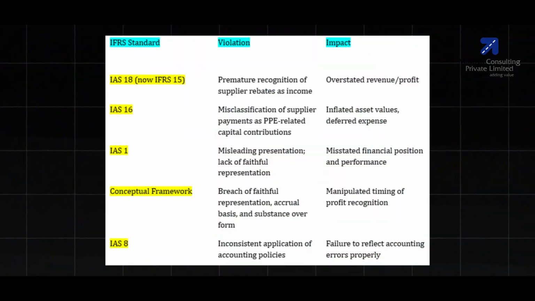Tesco PLC is the largest retailer in UK. It's more like a chain of supermarkets. Because of this scandal, Tesco ended up violating 4 standards and the conceptual framework. The standards were IFRS 15, IAS 16, IAS 1, the conceptual framework, and finally IAS 8. Let us go one by one and see what Tesco did and what the violations of the standards were.